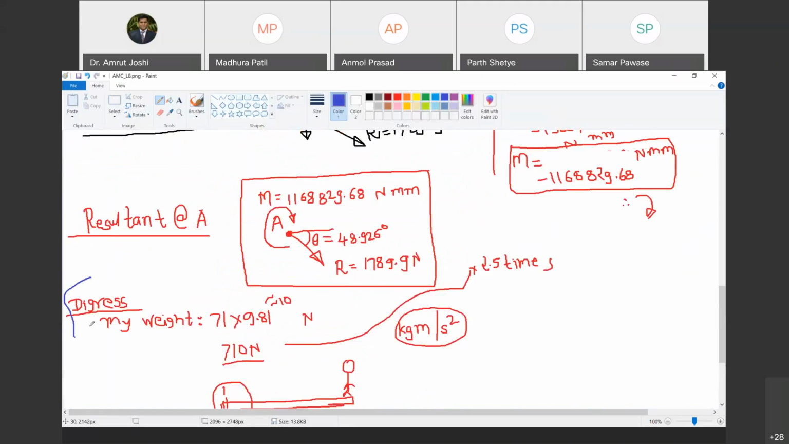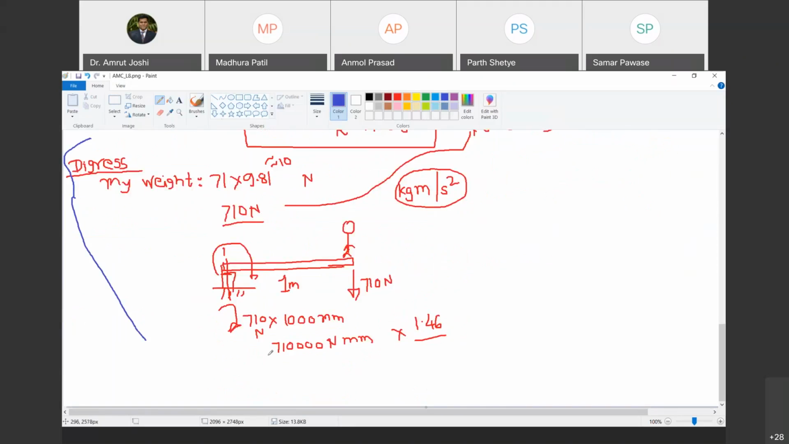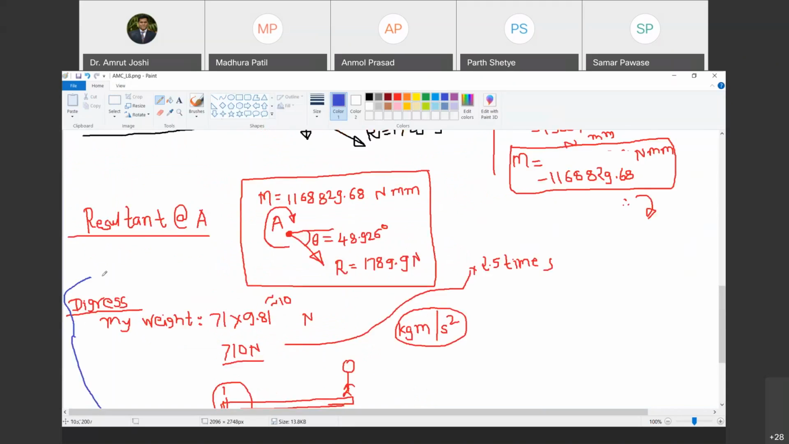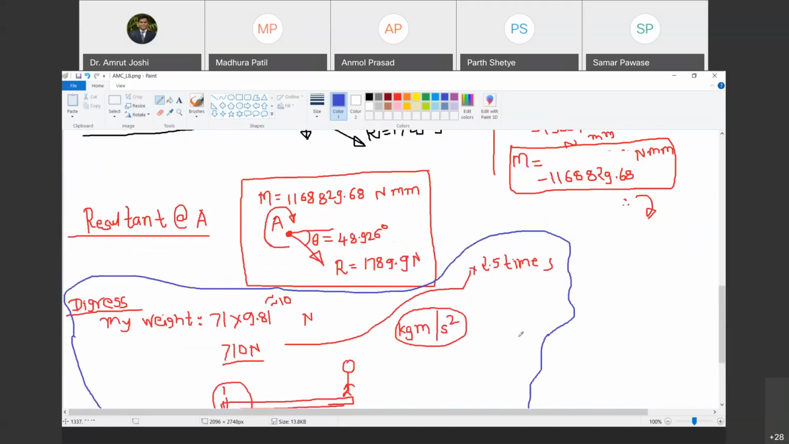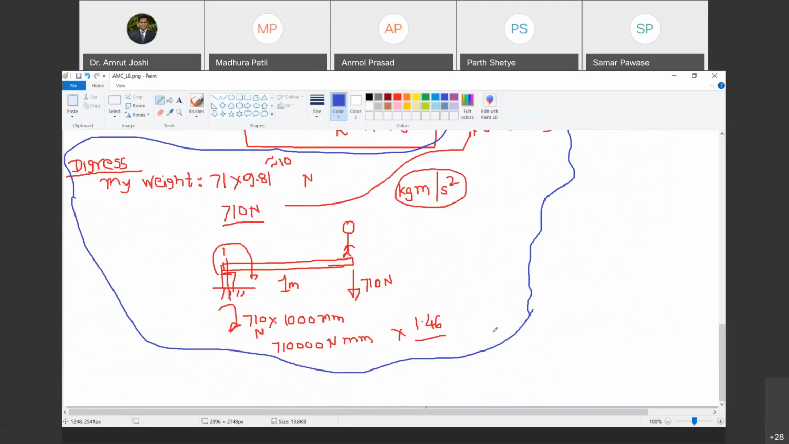So this was a digression. This is not part of the solution. So I will just round it off, so that later on there should be no confusion. This is just to make you aware of the physical understanding of numbers.